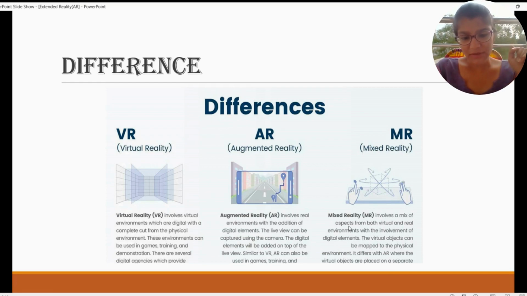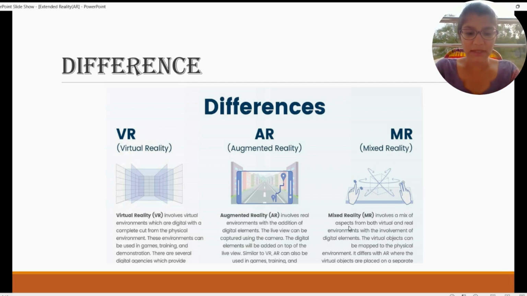In AR, the digital elements are added on top of the view. Similar to VR, AR can also be used in gaming and training. Augmented reality is also used in gaming, but virtual reality is used more in gaming. Now let's get into mixed reality. Virtual objects can be mapped into the physical environment. It differs from AR, where virtual objects are placed separately. So these may be the differences here.